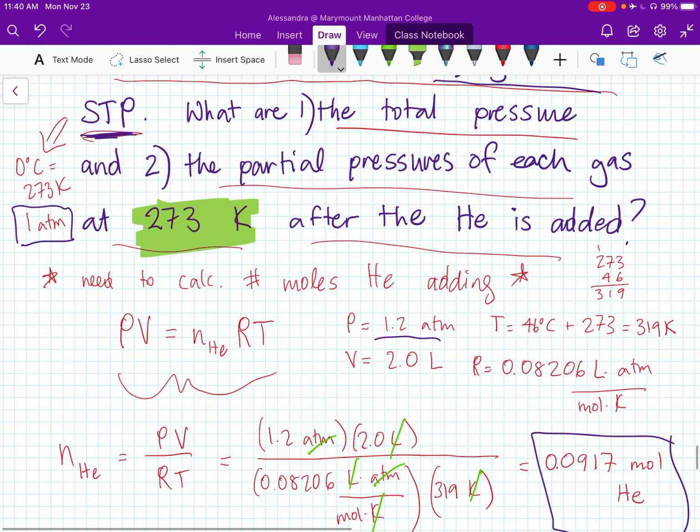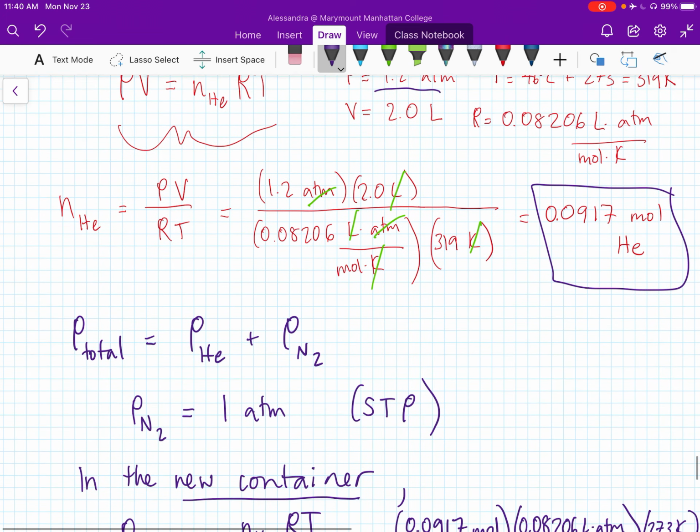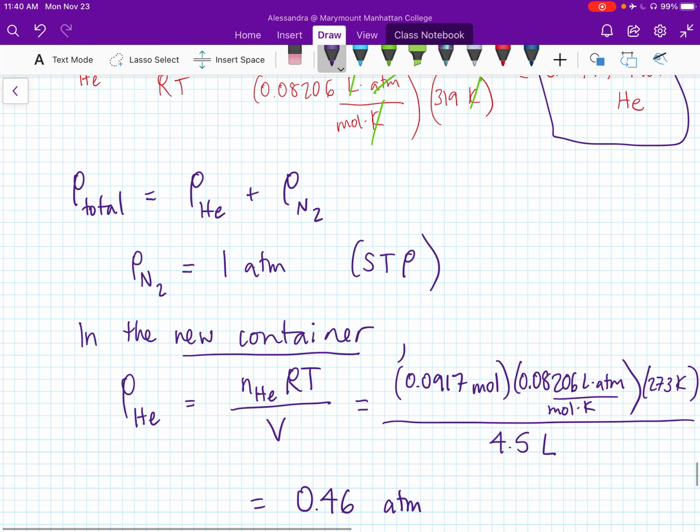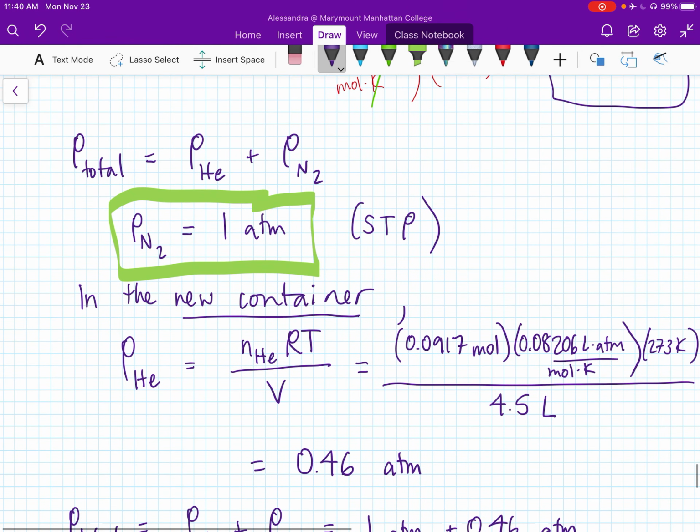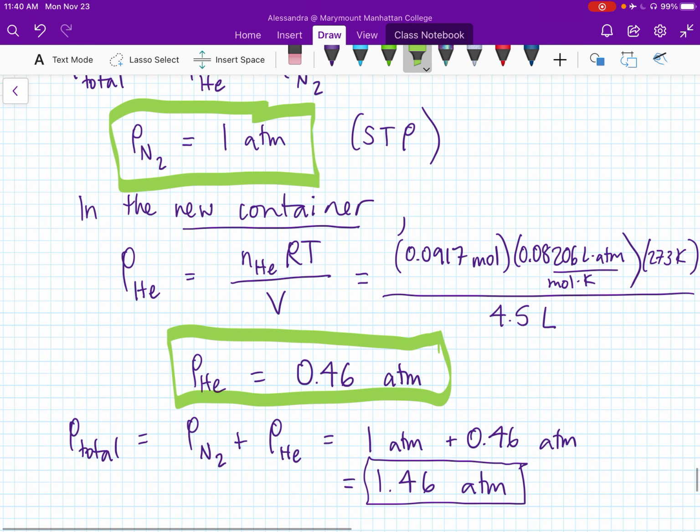The other question was, what are the partial pressures of each gas after the helium is added? So adding the helium doesn't change the pressure of the nitrogen. So the partial pressure of nitrogen is going to be 1 atmosphere. And of course, the partial pressure of helium is what we just calculated. The partial pressure of helium is going to be 0.46 atmospheres. So these are the 3 answers that I need to address this question.